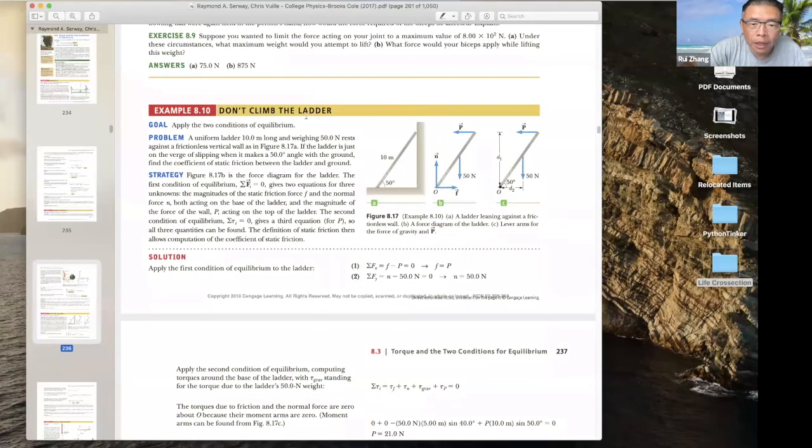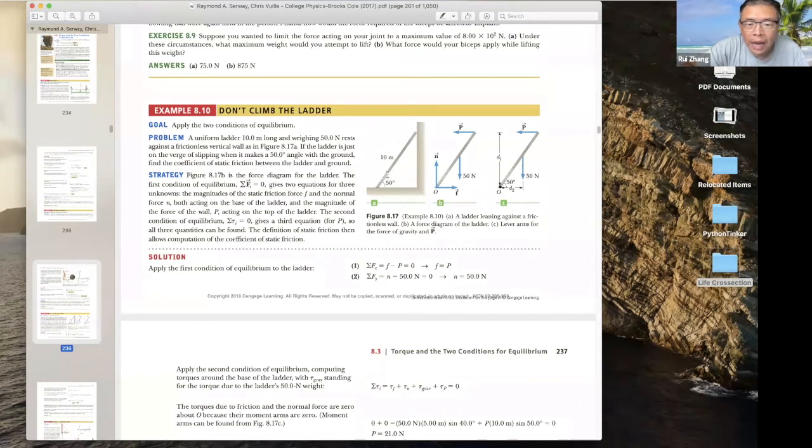Don't climb the ladder problem, okay? The ladder problem. In this case, you have a ladder that's leaning toward the wall like this. Now you're given the length of the ladder, which is 10 meters, and the weight, which is 50 Newton. It basically says that the ladder is just on the verge of slipping when it makes a 50-degree angle with the ground. Find the coefficient of static friction between the ladder and the ground.